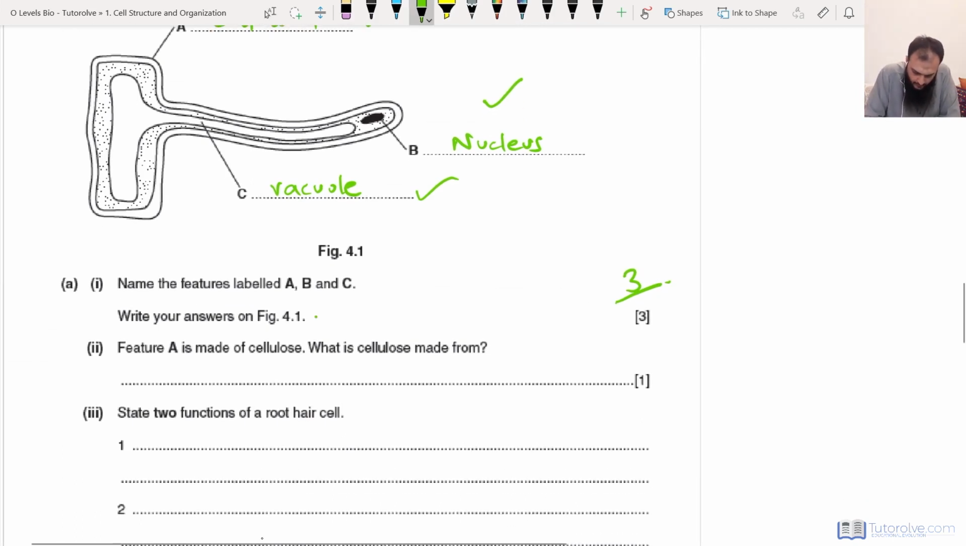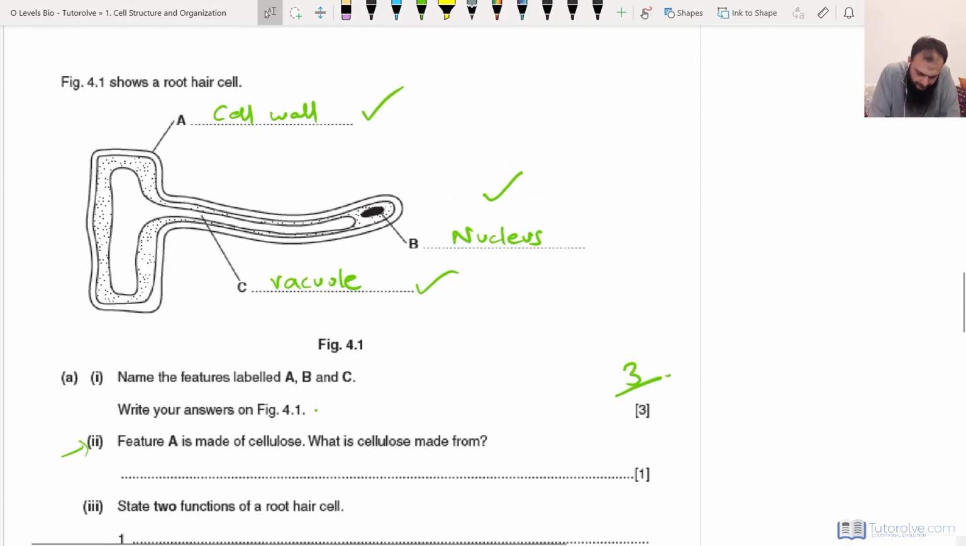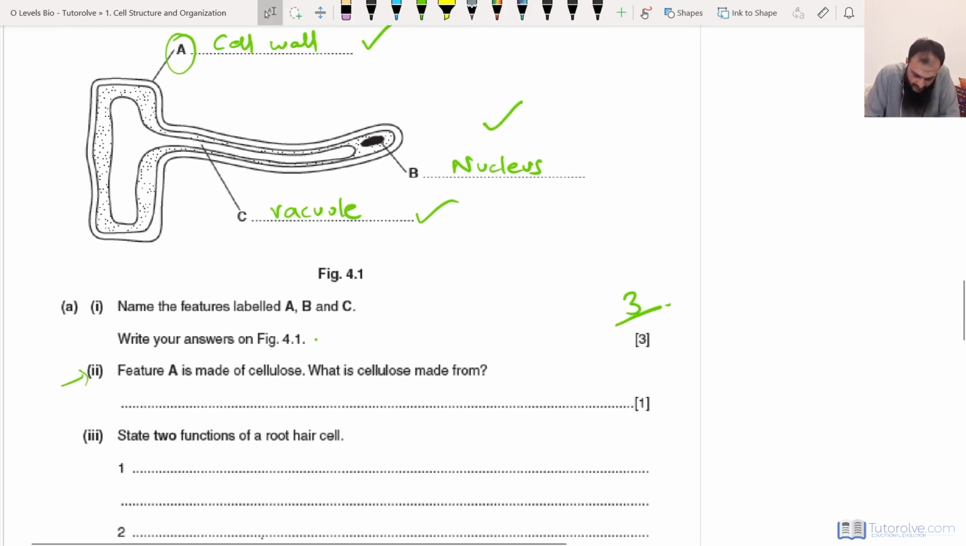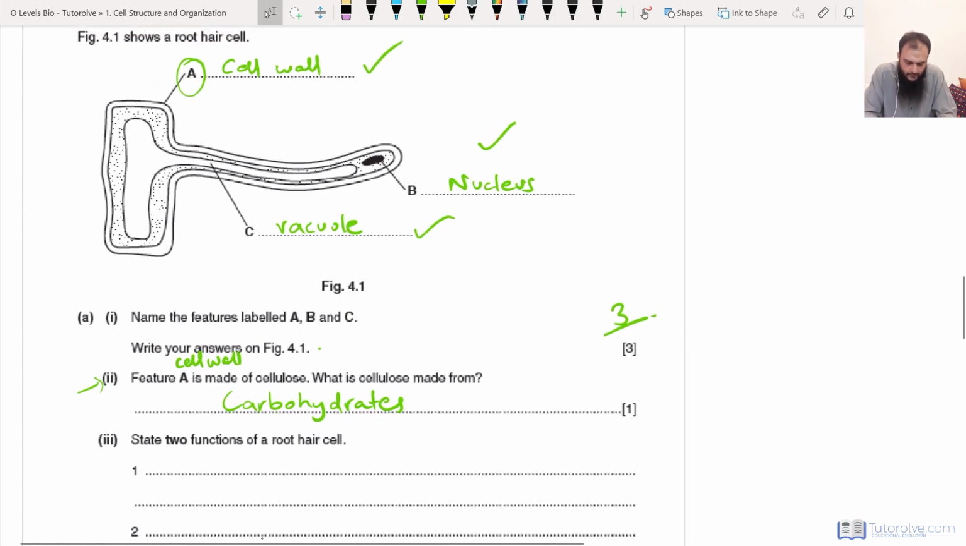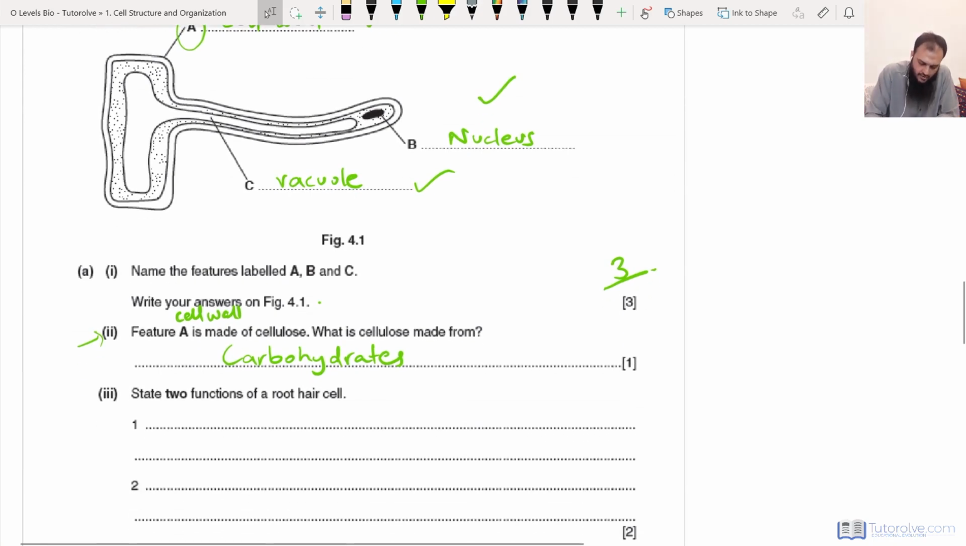Write your answers on figure 4.1. Okay, we've done that already. A2, feature A. What is feature A? Cell wall. Feature A is made of cellulose. So let me write down cell wall here for myself to avoid confusion. What is cellulose made from? Cellulose is made from carbohydrates. Remember this. When we do animal nutrition, we'll talk about classes of food. Of course, in the exam, you get questions that are mixed from other topics also. You're not expected to know this if you've only done topic number 1, but that's the answer, remember.